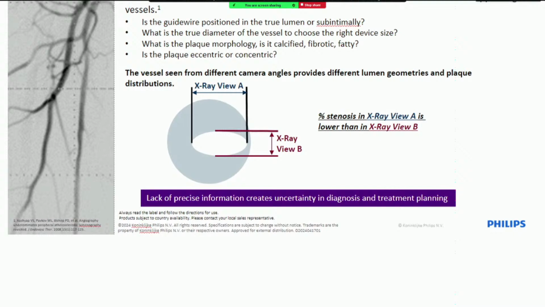And what is the plaque morphology? Is it calcified? Is it fibrotic, fatty, or is it intimal occlusion? Is the plaque eccentric or concentric? So the vessel is just seen with different camera angles, which provide us with the X-ray view A and B. So that's all what we can reach. So the percentage stenosis in the X-ray view A is definitely lower than X-ray view B. So this lack of precise information makes us uncertain how to treat the vessel. Next slide, please.